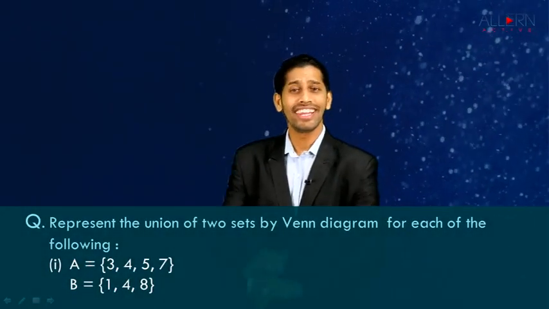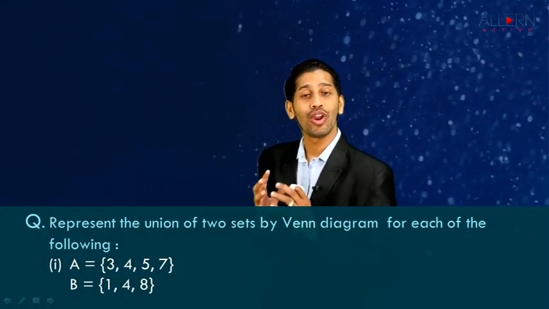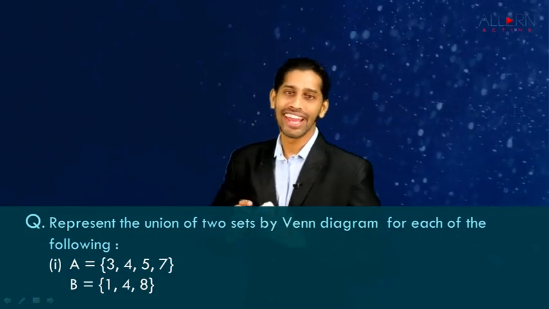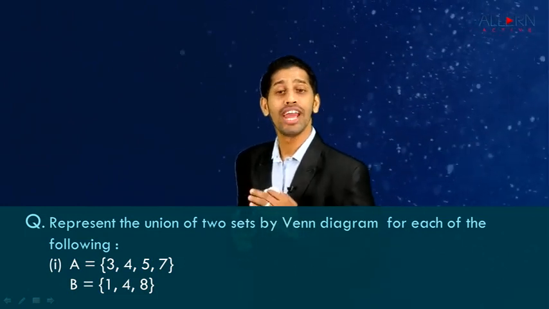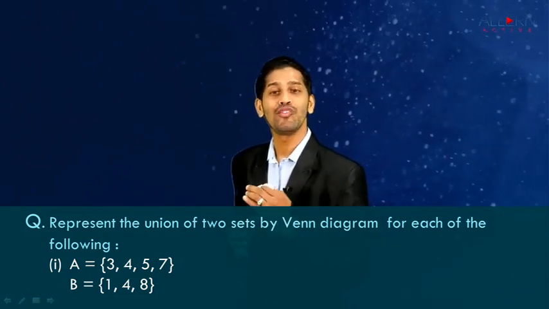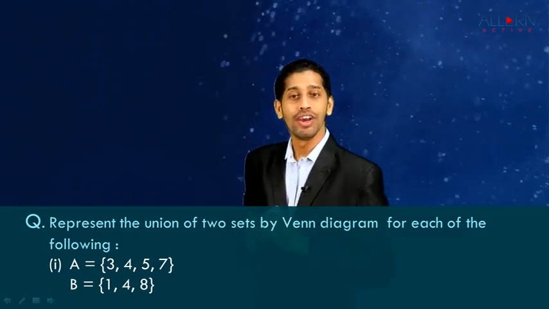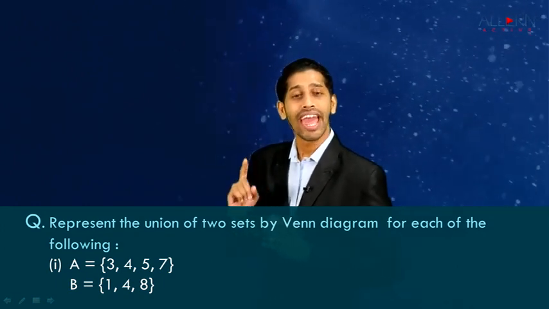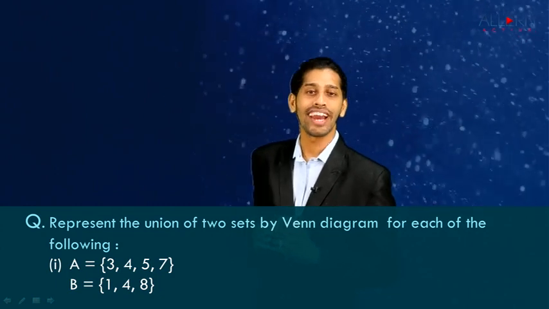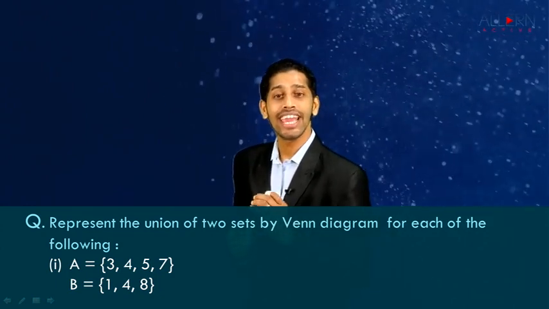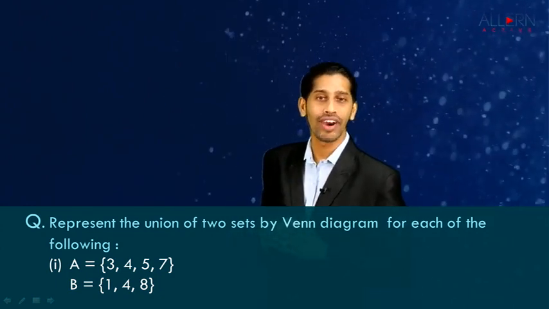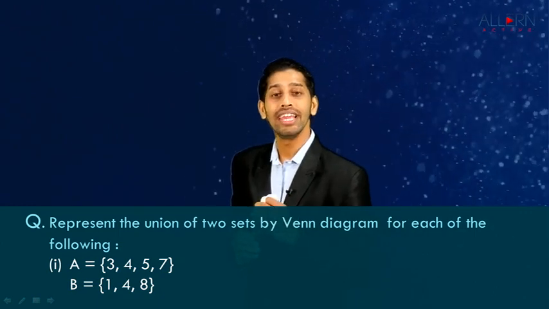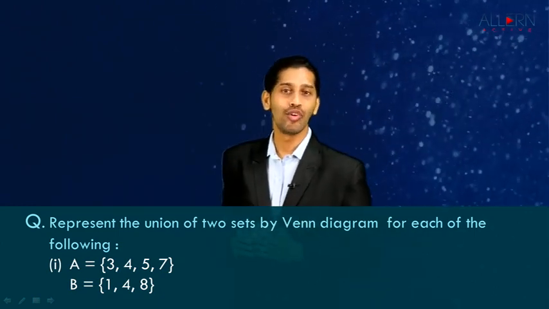Hi, let's take a very important question based on the concept of Venn diagram. Now the question is we have to represent the union of two sets by Venn diagram for each of the following. In the first question, two sets are given to us: set A whose elements are 3, 4, 5, 7 and set B whose elements are 1, 4, 8.